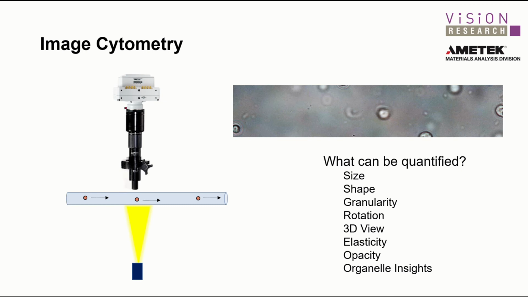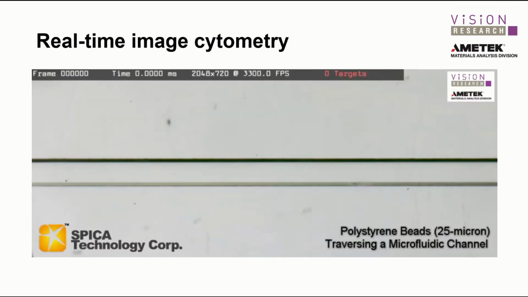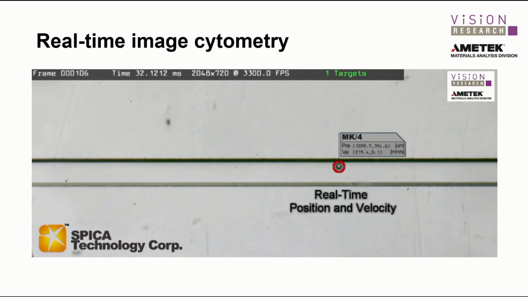So here's an example of real-time image cytometry where we're looking at, in this case, a model system looking at 25 micron polystyrene beads traveling through a microchannel. And what I'm going to show you is a video captured with 2048 by 72 pixels. Okay, that's the resolution. And it's actually occurring at 3,300 frames per second. So what the software is actually doing is not only automatically detecting when the object comes into the field of view, but it's also getting the real-time position and velocity of that object.